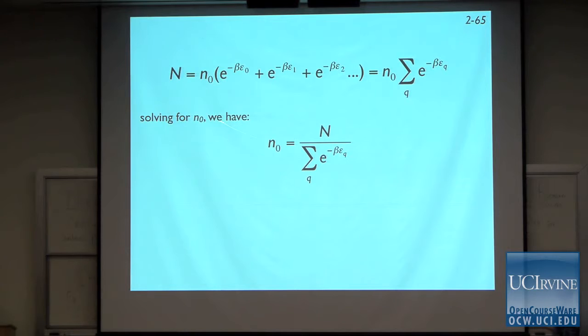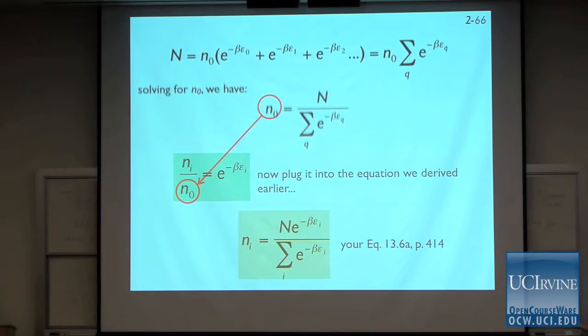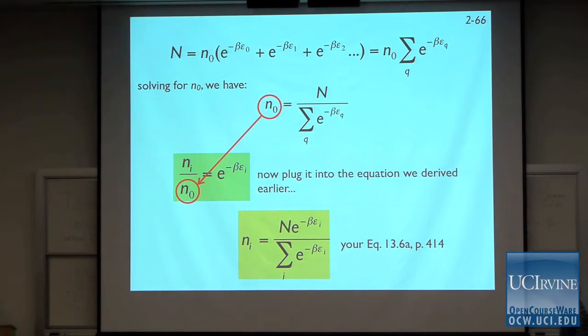Let me just click through this. So solving for N0, we have this equation right here. And I can then plug this N0 into this N0 right here. No, let me do that backwards. Let's solve for N0 here, plug that into this guy. I get this equation right here. This is your equation 13.6a.